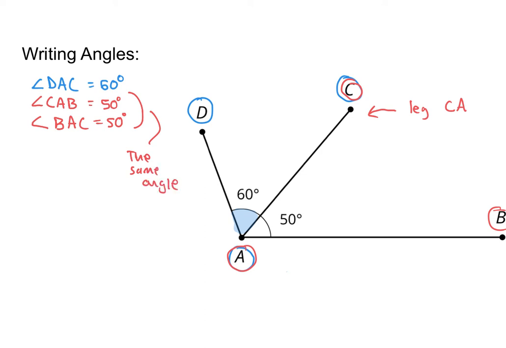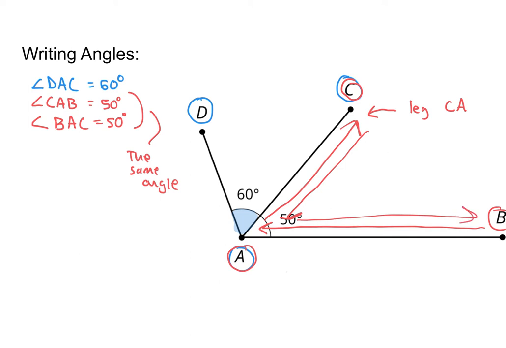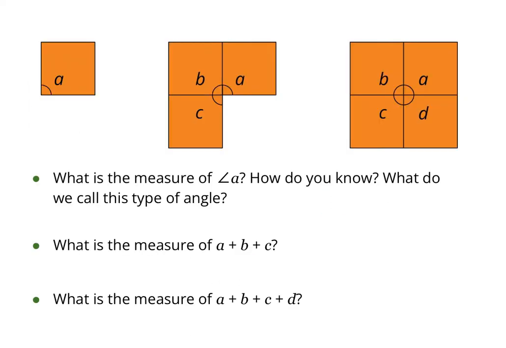Just changing the movement. So BAC would say there's B to A, and then A up to C. CAB would be C to A, and then from A to B. All right, I want you to do a quick you try it just based on some of the stuff we just talked about. We have a bunch of adjacent angles here. Go ahead and just answer these, check back in, make sure we're all on the same page.